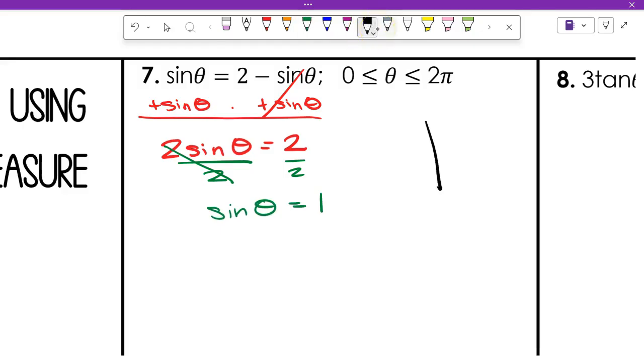So where does sine equal 1? Well, if sine is my y value and it's equaling 1, it's going straight up. It's right up here. Where is that? That is at pi over 2. So theta is equal to pi over 2, and that is my only solution that I have for this one. And that's just because sine only equals 1 in one place.